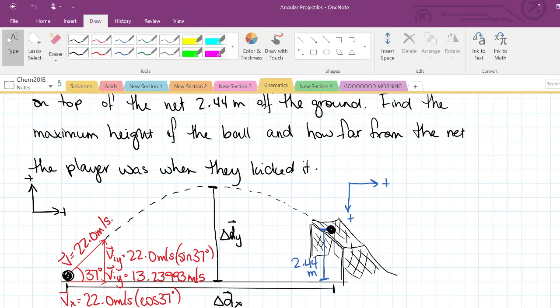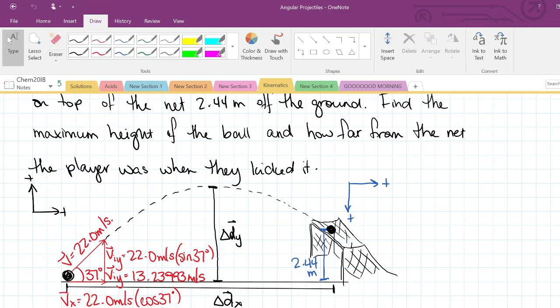I want to figure out what is my height in the y direction, and how far away was the soccer player from the net when he kicked it. Now, if I'm looking for how far away the soccer player was from the net, that's asking me for the distance along the horizontal, which means I'm looking for the range that the ball is traveling in the x direction.